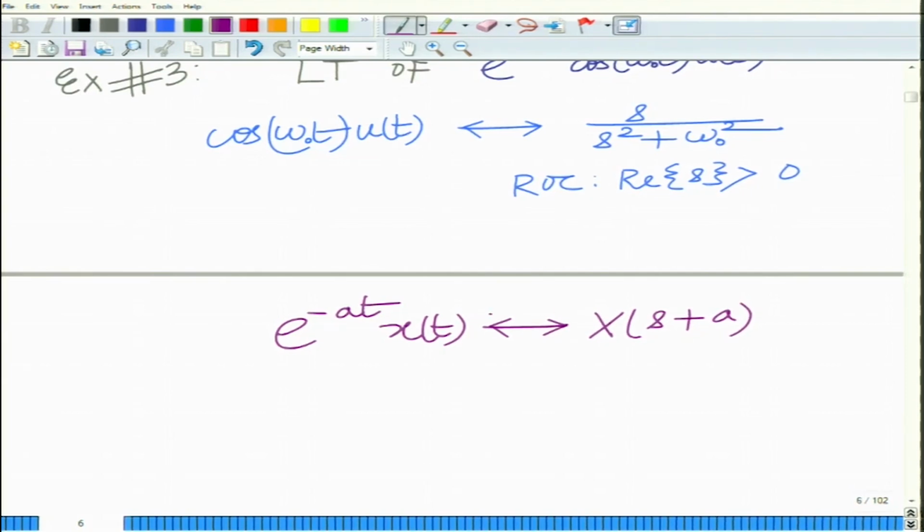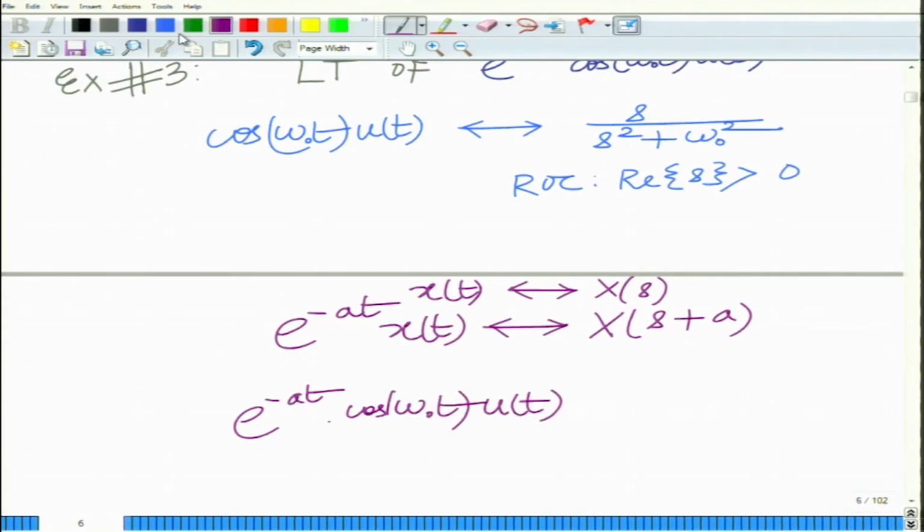So, where X(s) is the Laplace transform, that is, if x(t) has the Laplace transform X(s), correct, then e raised to minus a t times x(t) has the Laplace transform X(s plus a). Therefore, e raised to minus a t cosine omega naught t u(t) will naturally have the Laplace transform (s plus a) divided by (s plus a) whole square plus omega naught square.